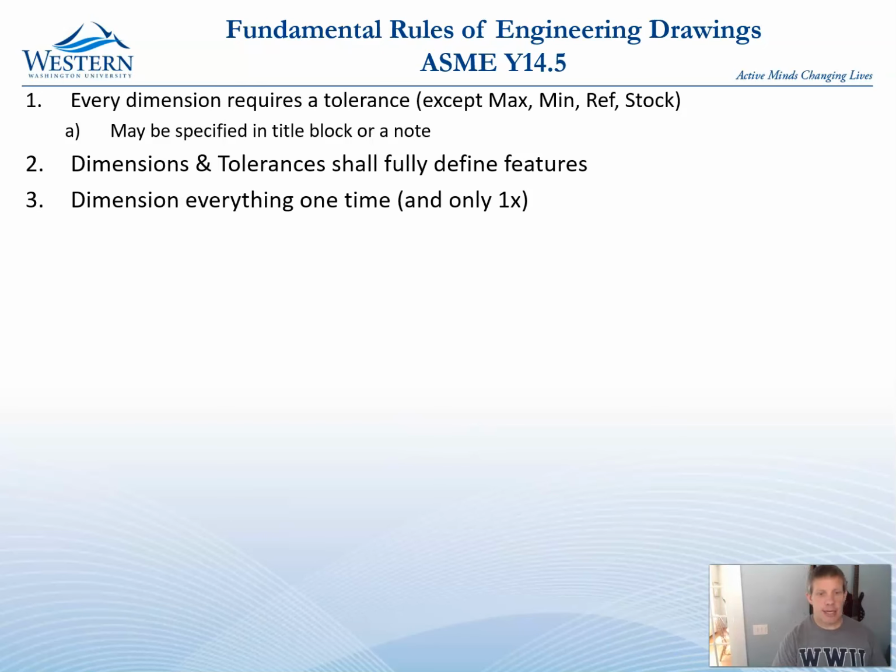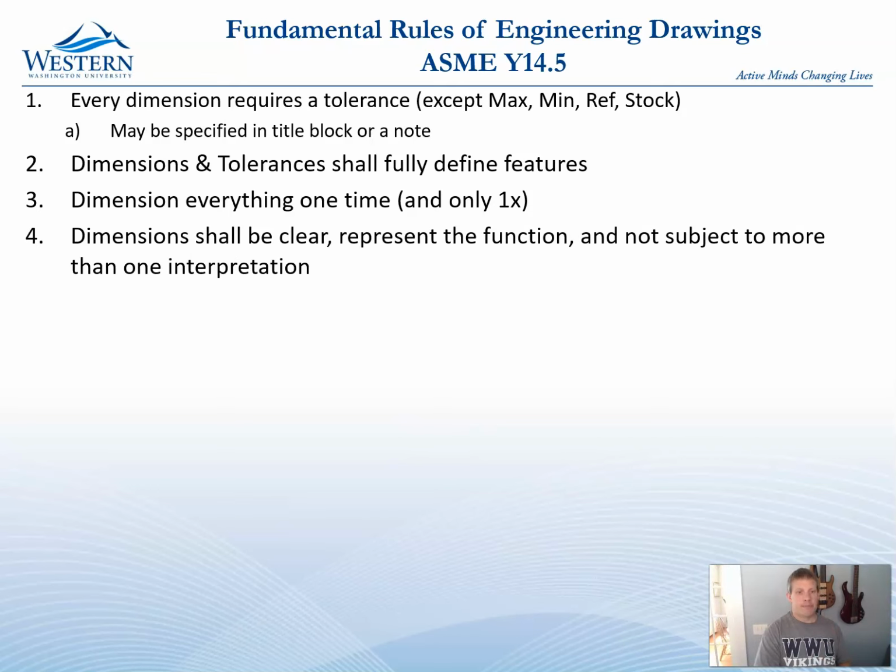Now, that being said, you can only dimension everything one time. So don't dimension it in the left view and then dimension it again in the front view, because it causes confusion primarily. But if there were a difference between those two, which one is right? And again, if the manufacturer goes through and makes it to either of those two dimensions, they are in the right and you have to pay for it, even if it's not what you intended. So you dimension each feature only one time.